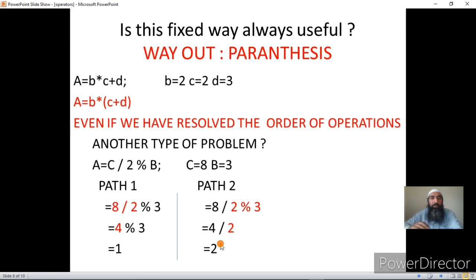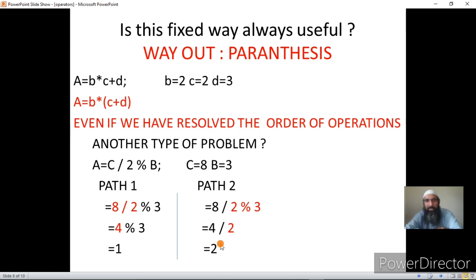What is the way out? Now this problem arises because we had two operators with the same precedence. In case I had two operators with different precedence, I don't have any problem, because the precedence table tells that the operator with the higher precedence will be used first. Now what will we do in this case when the two operators have the same precedence?